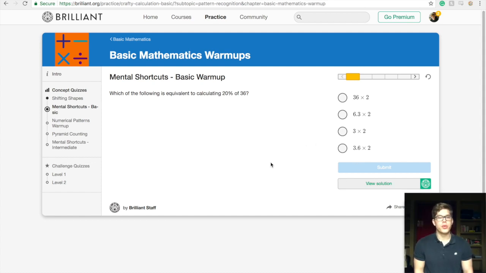We're back on brilliant.org, still on the basic mathematics warm-up. So let's get started on the mental shortcuts basics quiz. That's a tongue twister right there. All right, let's get going.